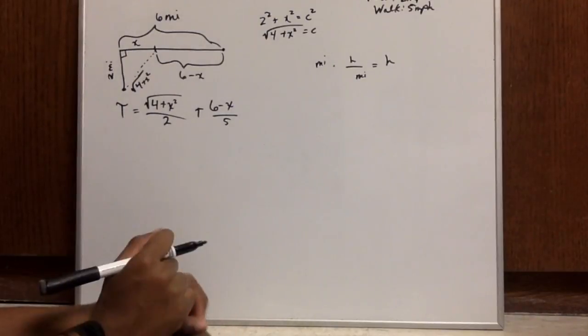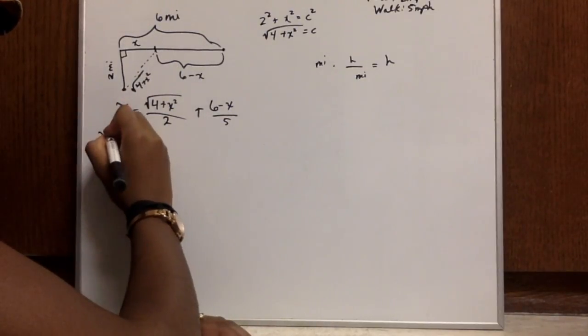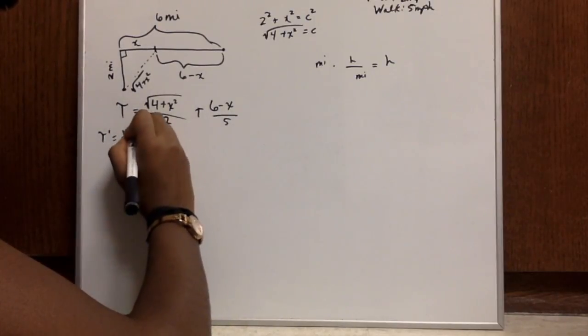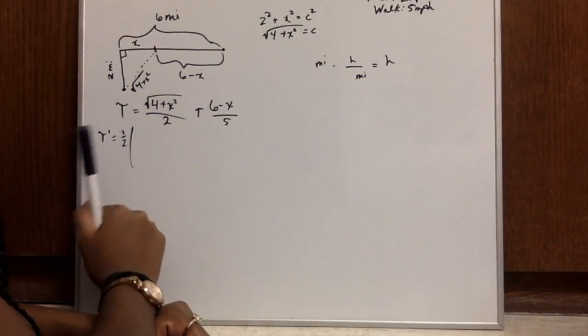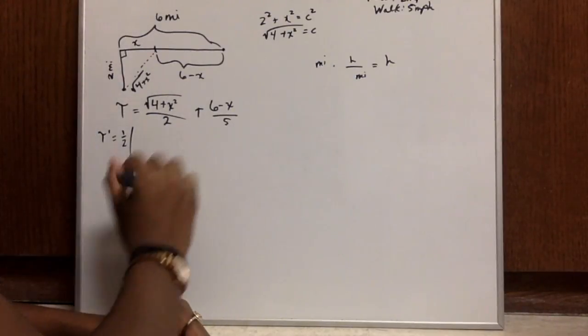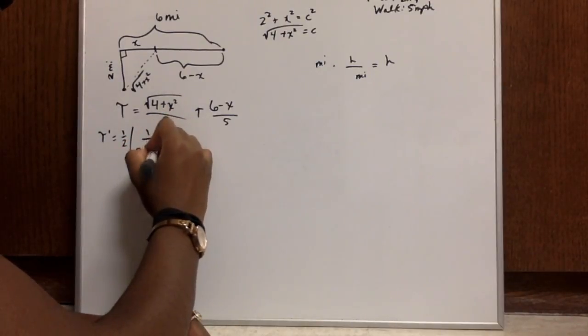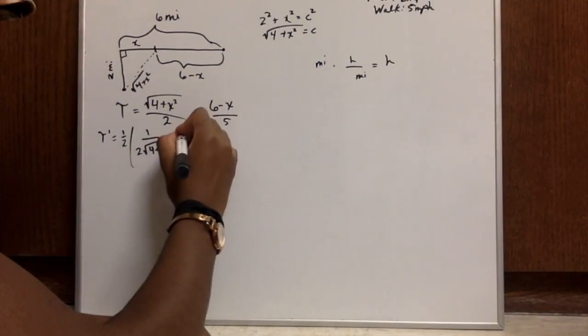So take the derivative of this. We're going to take the derivative of both sides. T prime is going to be equal to, I'm going to use the constant multiple rule to factor out this 1/2. Now we're going to take the derivative of the square root of 4 plus x squared, which is going to be 1 over 2 times the square root of 4 plus x squared, all that times 2x.